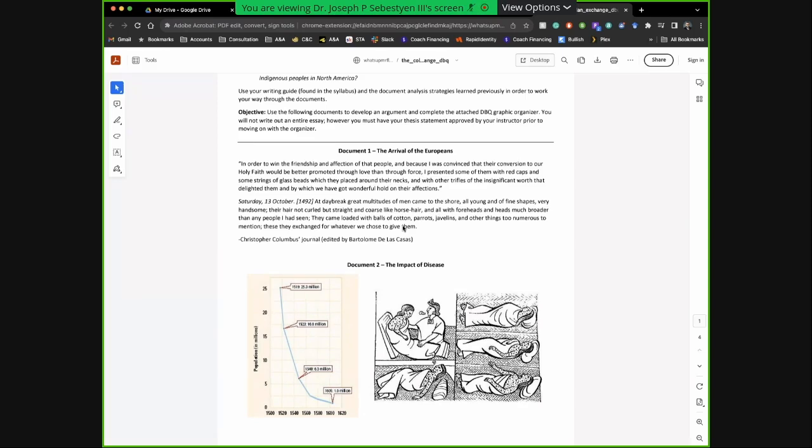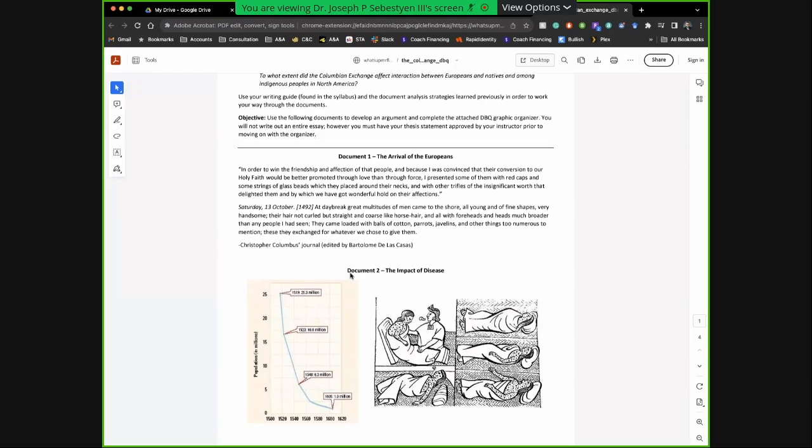Saturday, October 13th, 1492. At daybreak, great multitudes of men came to the shore, all young, of fine shapes, very handsome, their hair not curled, but straight and coarse like horsehair, and with foreheads and heads much broader than any people I've seen. They came loaded with balls of cotton, parrots, javelins, and other things too numerous to mention; these they exchanged for whatever we chose to give them. Christopher Columbus, edited by Bartolomé de las Casas.